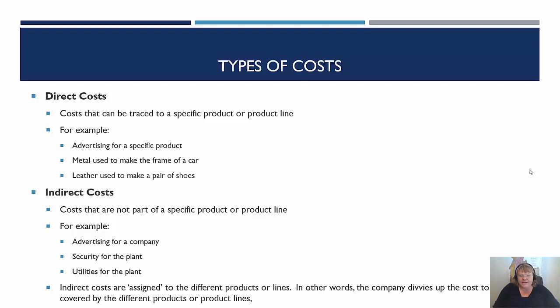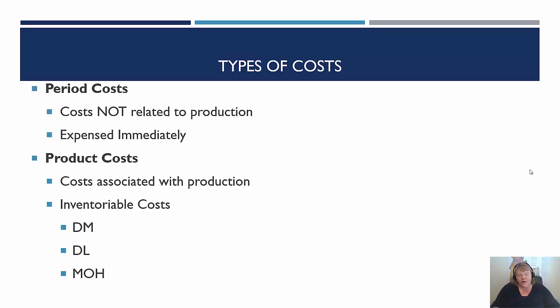So indirect costs are assigned to the different product or lines. So in other words, the company divvies up these indirect costs to be covered by the different products or product lines. For instance, if our power bill is $500 for our factory, and we make a certain amount of products, we could divvy that cost up between all of the products, right? That way you can get a true cost of what it costs to make that item. And that's what we're trying to do. We're gathering all the costs so that we can get the true cost of the item.